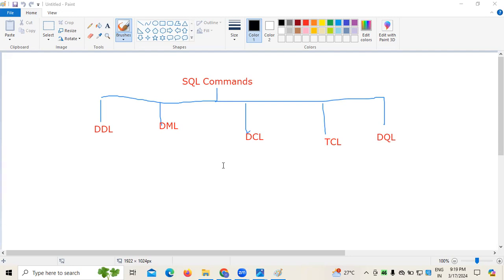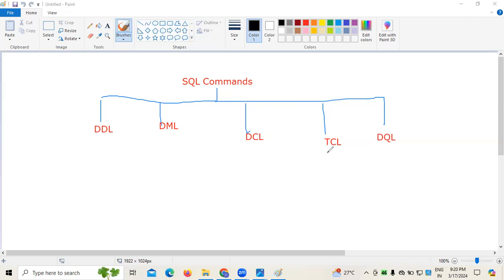Next is called TCL. TCL stands for Transaction Control Language. These are the ones which are used in connection to DML.